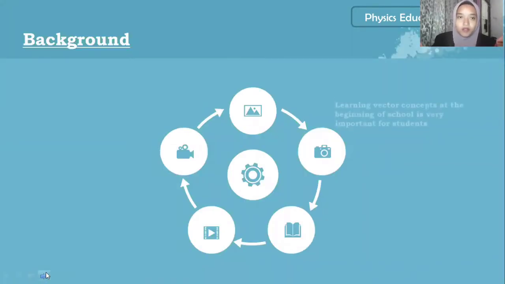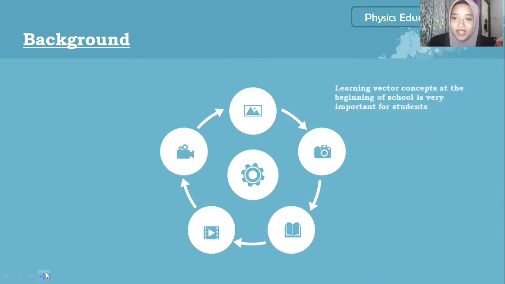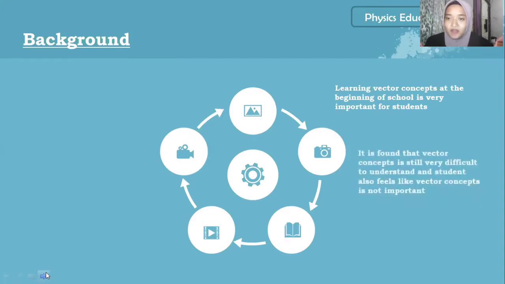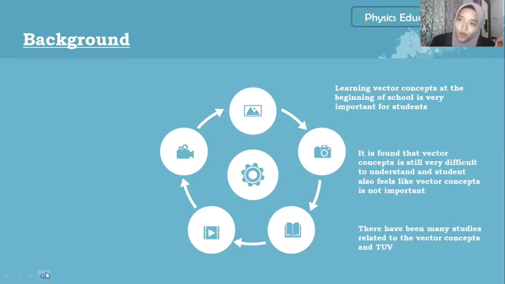Okay, we're beginning from the background. Learning vector concepts at the beginning of school is very important for students. Why? Because many physical quantities are defined as vectors, for example velocity, acceleration, force. But in school today, many students feel that vector concepts are not important at all and even very difficult to understand. And there have been many studies related to the vector concepts and TUV.